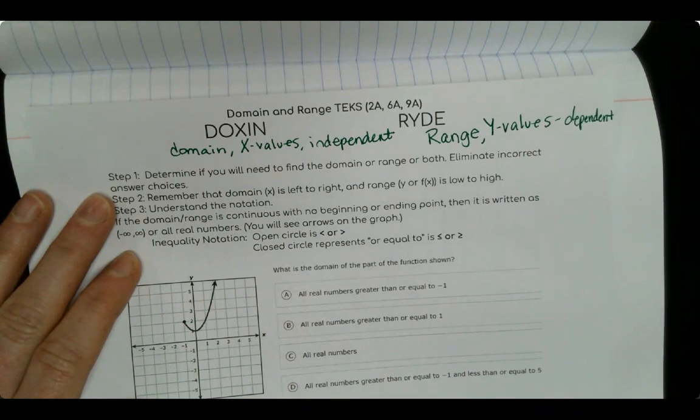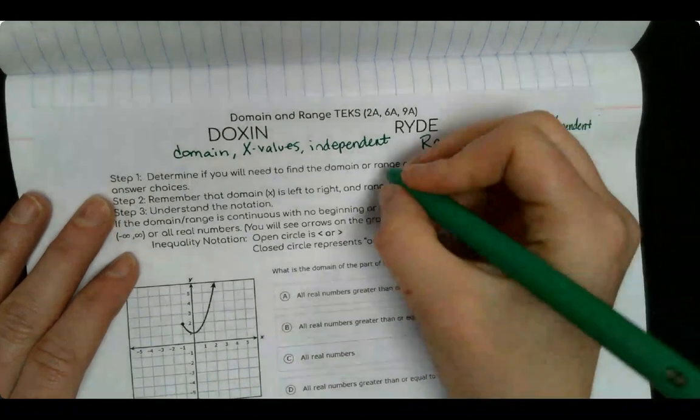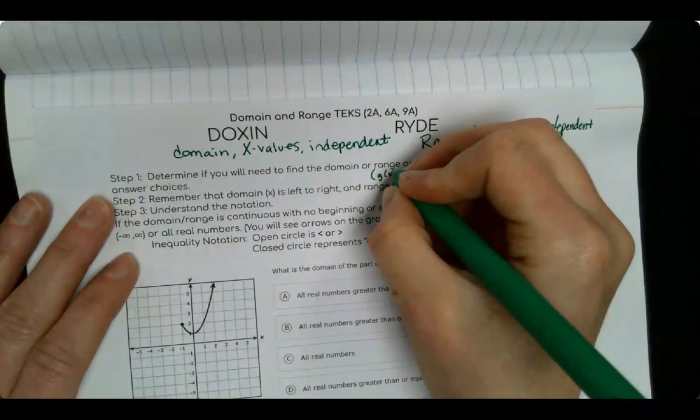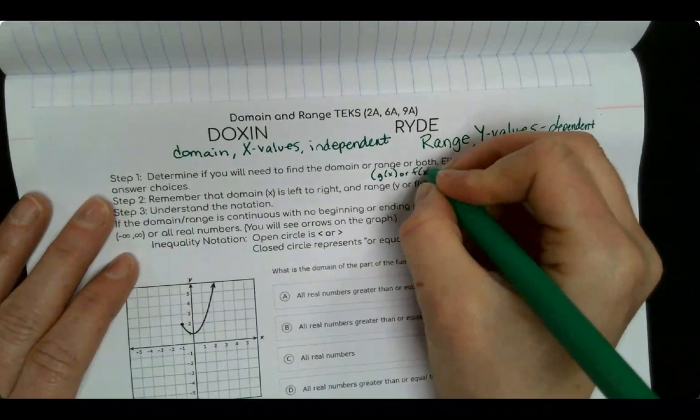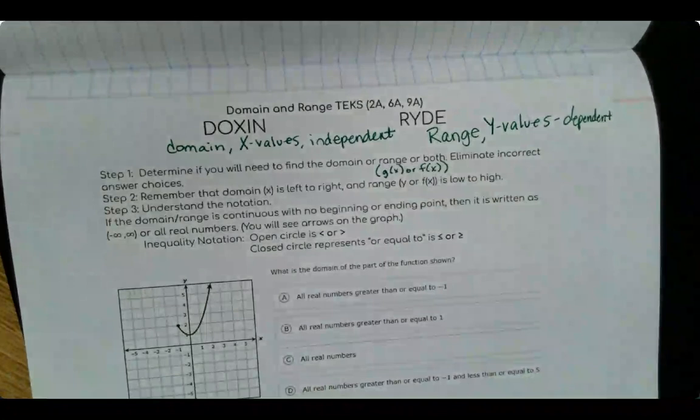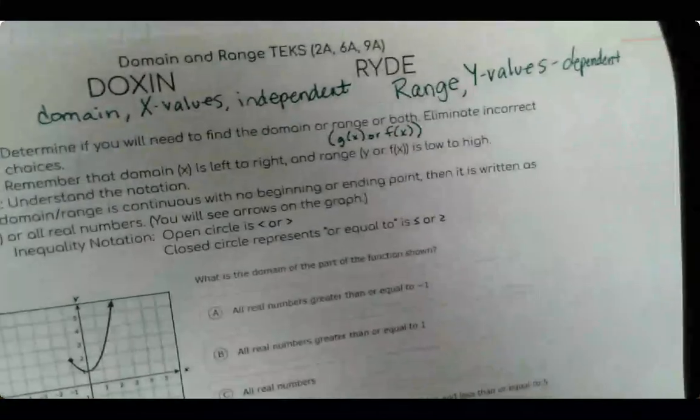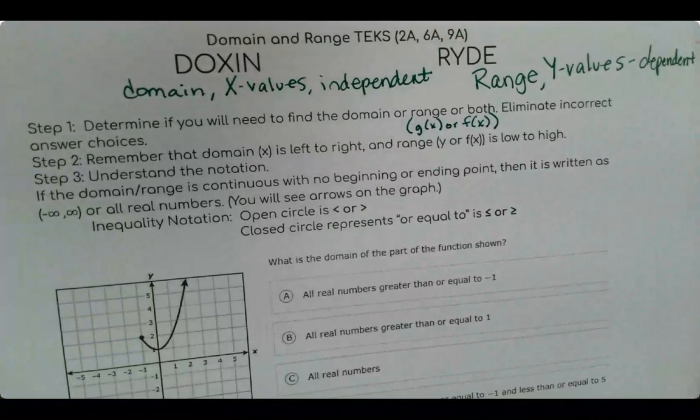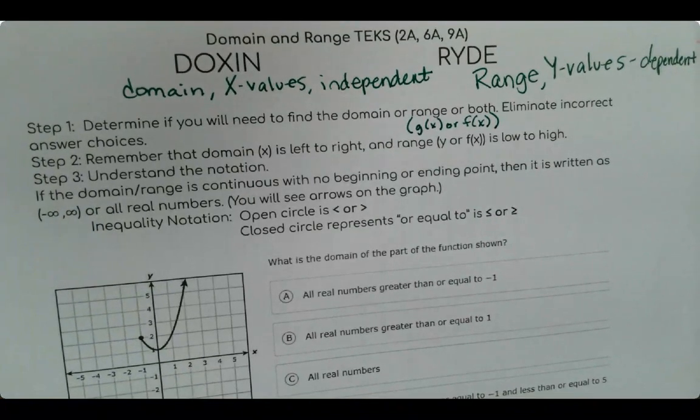So if it asks for domain, you'll look for the answer that says X. If it gives you G of X, F of X, or Y, then that's the range. So sometimes you'll see range as G of X or F of X, because G of X and F of X are the same thing as saying Y. So don't let that confuse you. And domain is X. All right, number 2 says remember that domain X is left to right. So you'll highlight the X-axis if you're looking for domain. Range is the Y-axis. So you look at how low to how high it goes.